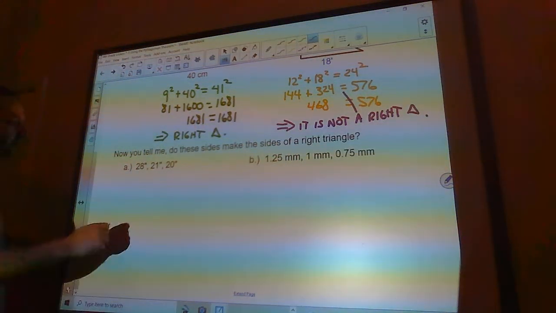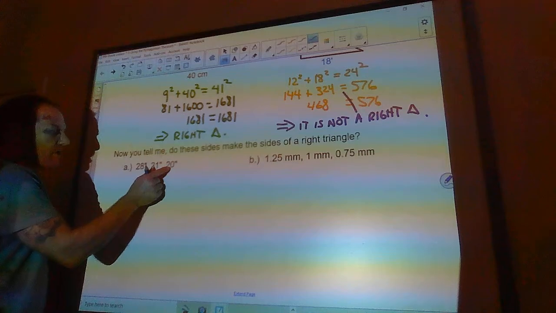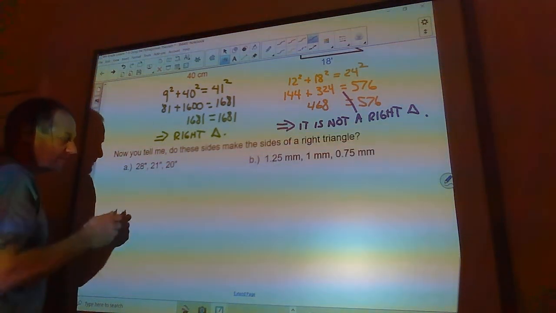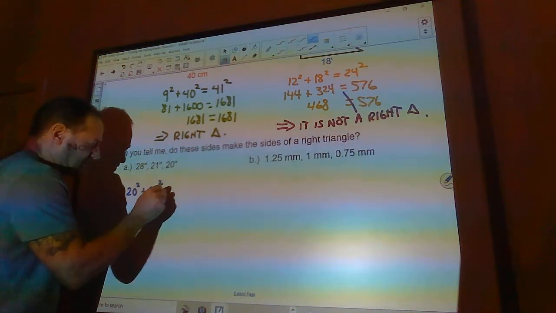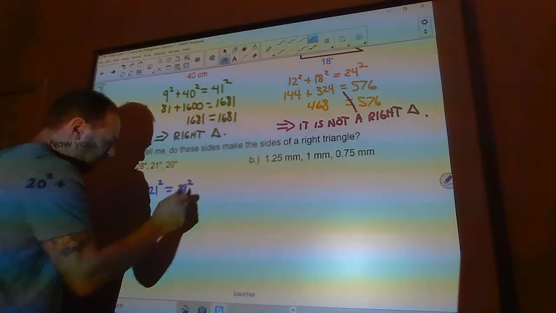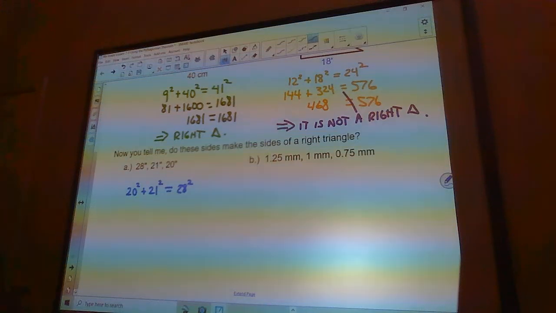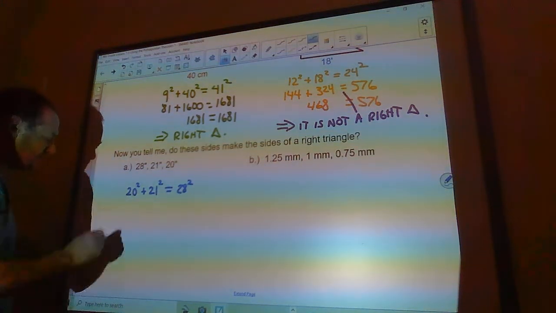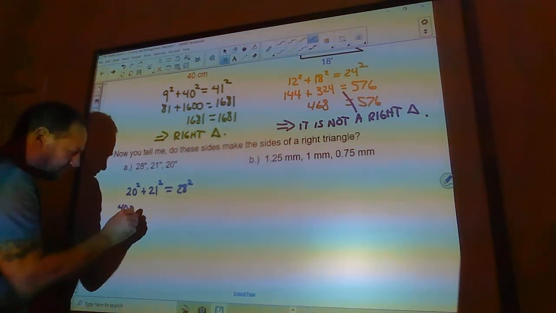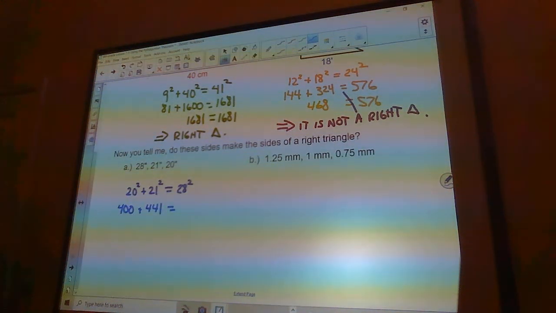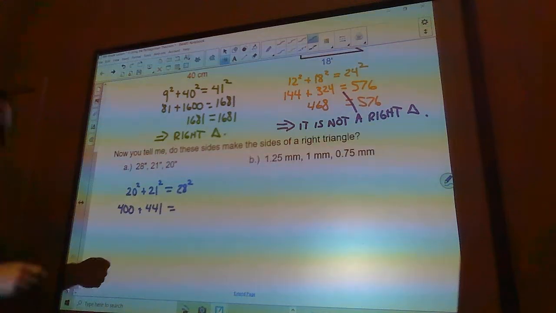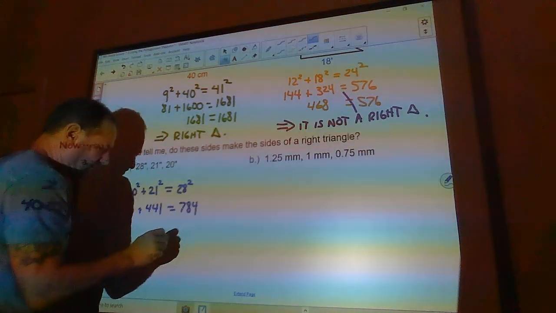Okay, so you always, the two smaller ones always have to be the two legs. So this is going to be 20 squared plus 21 squared has to equal 28 squared. It doesn't matter what order they're in, the biggest one is always the hypotenuse. All right, so that's 400, and that's 441. Okay, 28 squared, I don't believe, is going to be 841. It's 784.